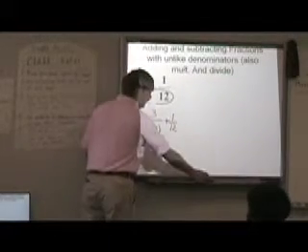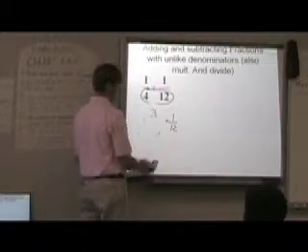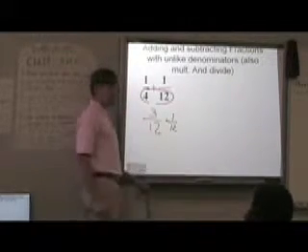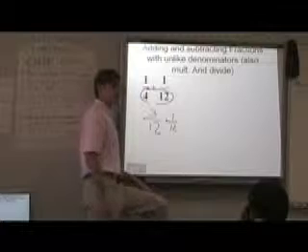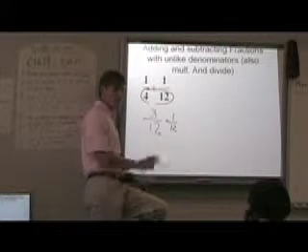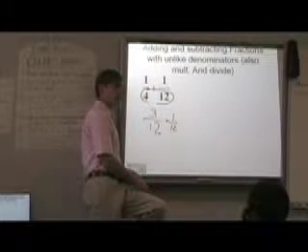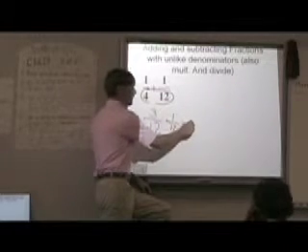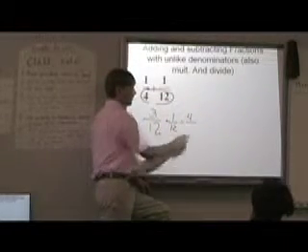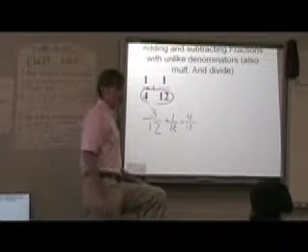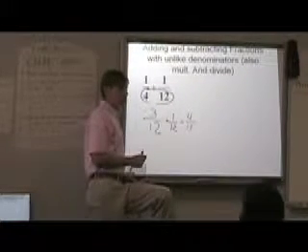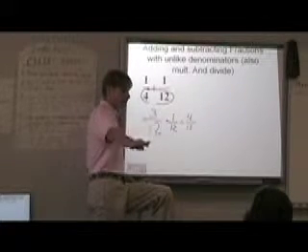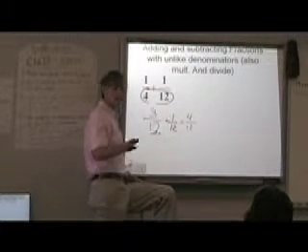And 4 times 3 is? 12. Okay? So, now do I have like denominators? Yes. My numbers on the bottom are the same. So can I add? Yes. 3 plus 1 is? 4 over what? 12. Now that's another thing. When you add and subtract fractions, the denominator, once you get a like denominator, it stays what it is. Yeah, when you multiply, it changes.